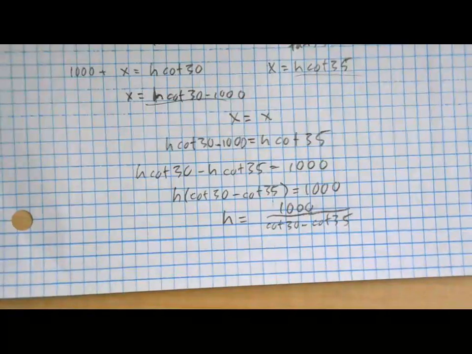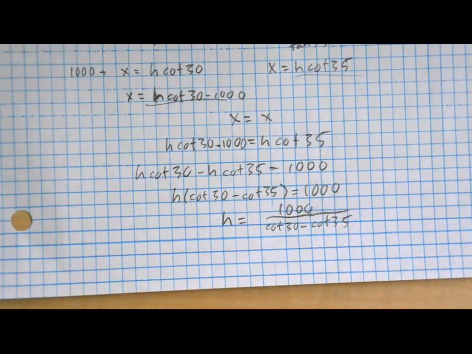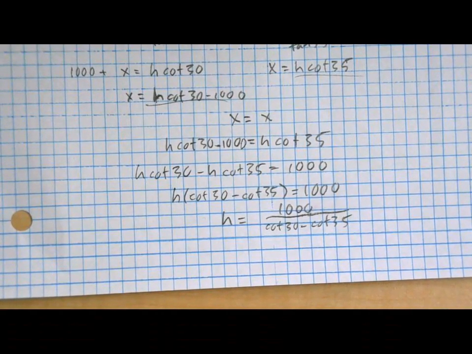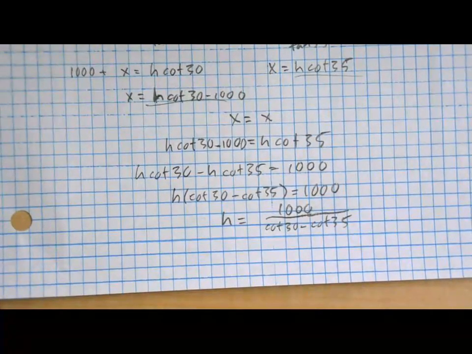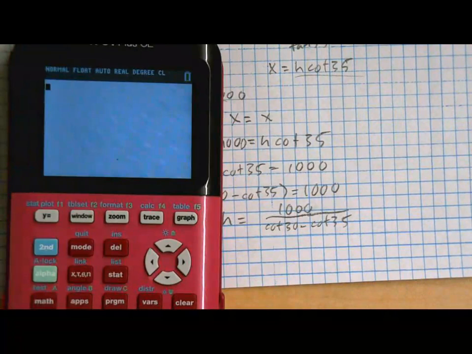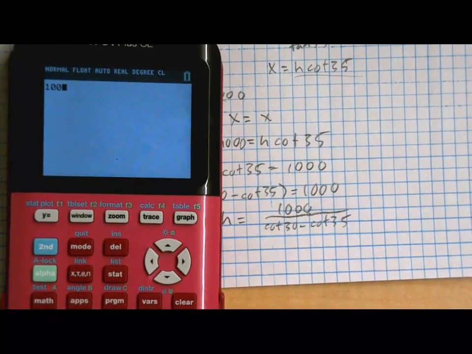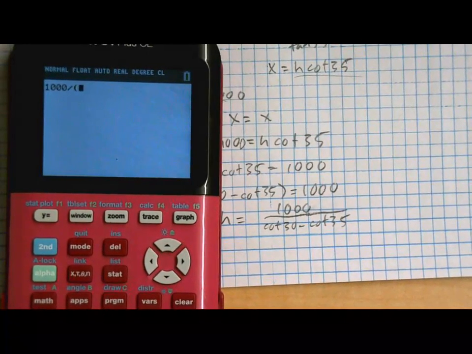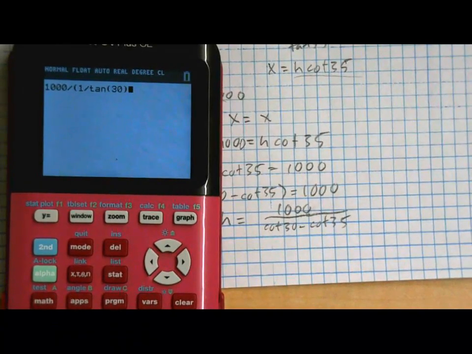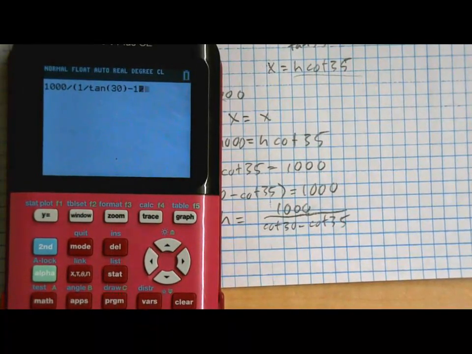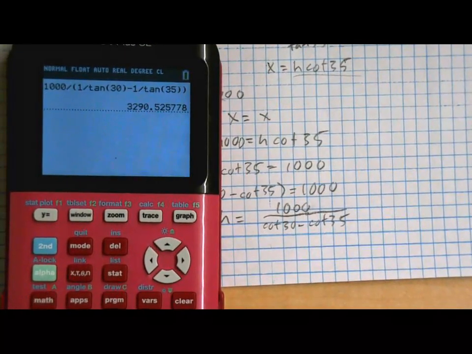And then that just goes into my calculator. I don't have a cotangent button, so I'm going to have to use 1 over tangent for each of those. And we are dealing in degrees here, so I want to make sure my calculator is in degree mode, which it is. So 1,000 over, begin my denominator, cotangent 30, I'm going to type 1 over tangent 30, minus cotangent 35, I'll type 1 over tangent 35, and my denominator, hit enter, and there we go.